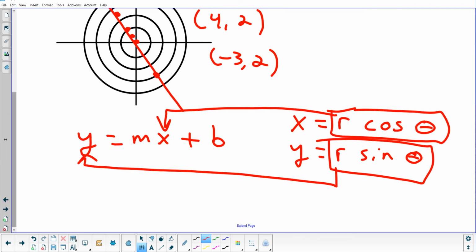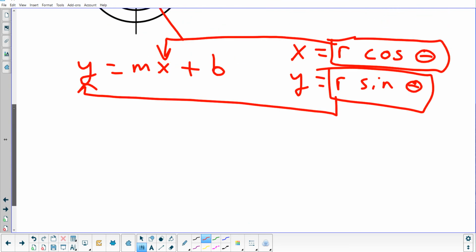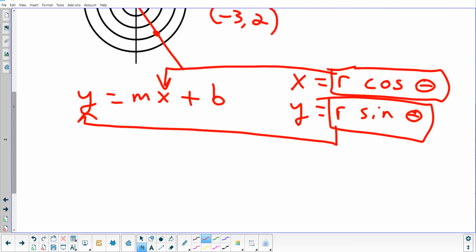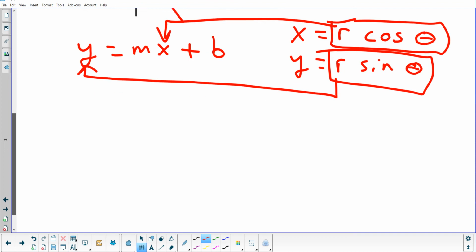And remember, when you do something in polar, you have to get r by itself if you want to graph it on the calculator. That's how you have to do it. So once we make these substitutions, what we're basically doing is converting the equation of a line into polar. But notice, just to write a very simple line, you need trig in polar. So y is r sine theta, m stays right where it is, and then this is r cosine theta.